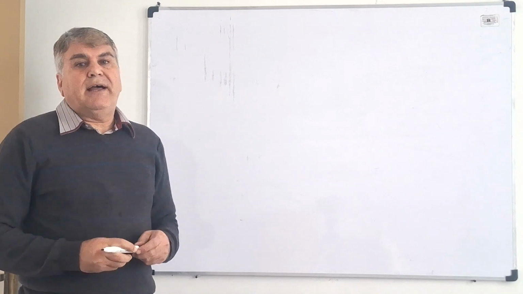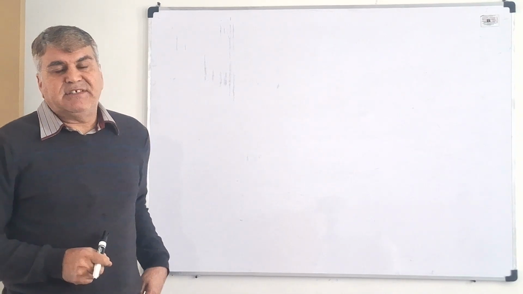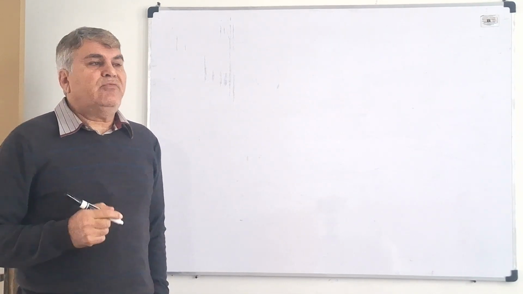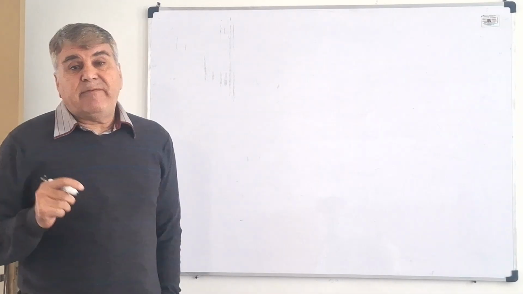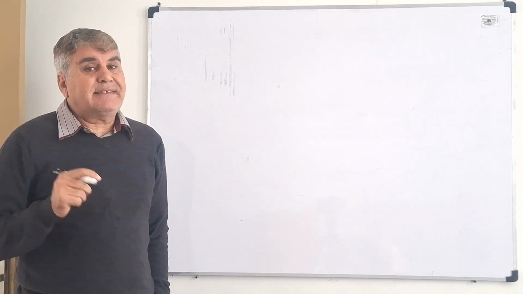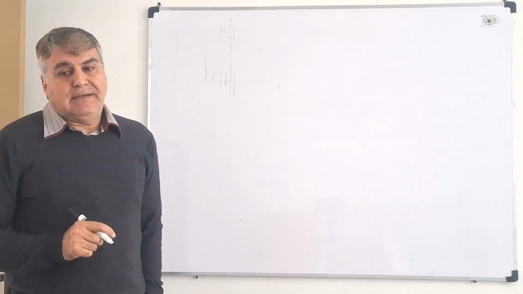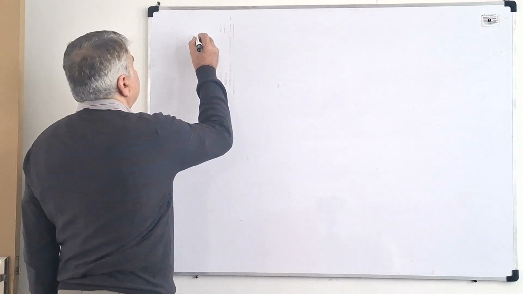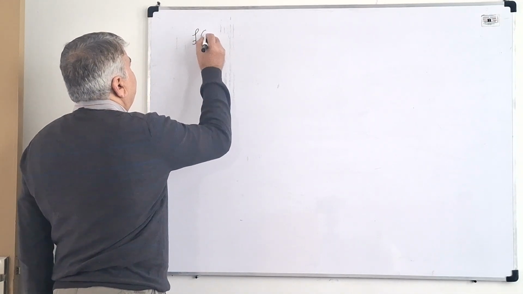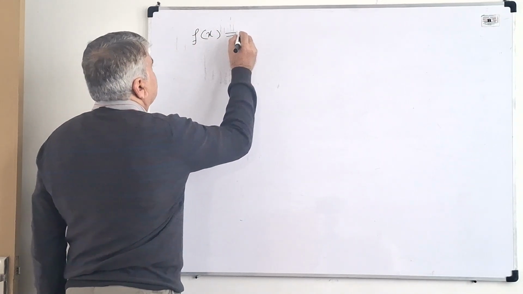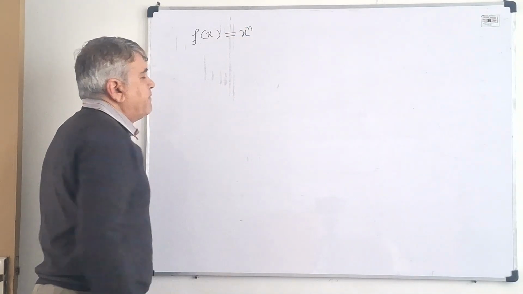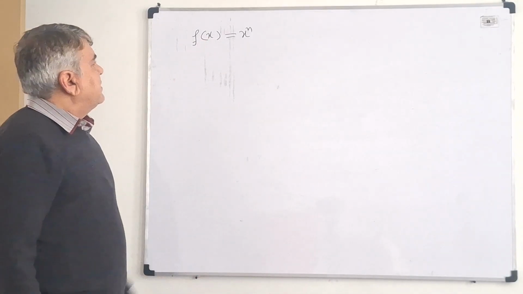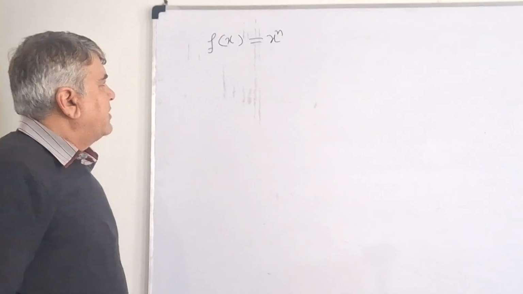In this video, I'll talk about the power rule of derivative. That is, how do we find the derivative of a function when the function is written as a power of the independent variable? For example, if we have a function of the form f of x equals x power n, how do we find the derivative of this function?